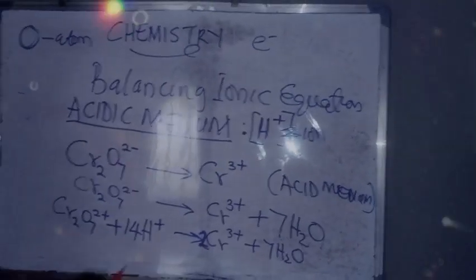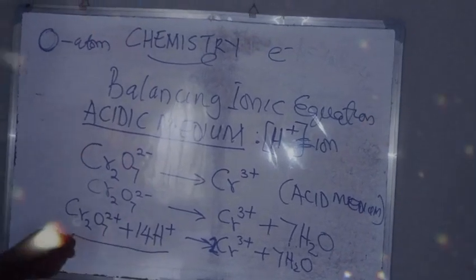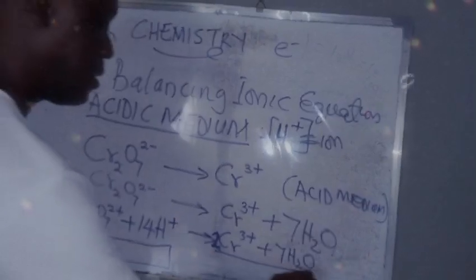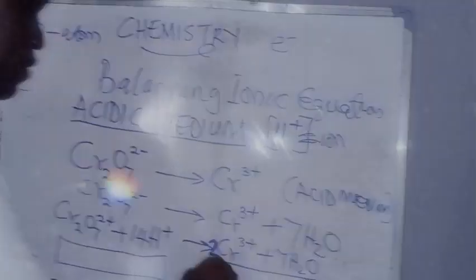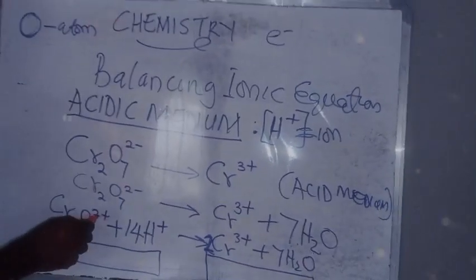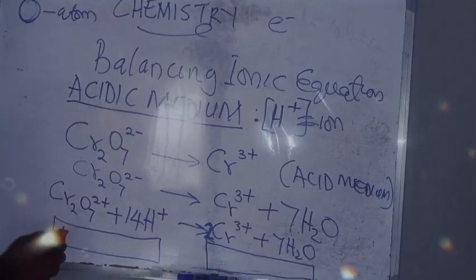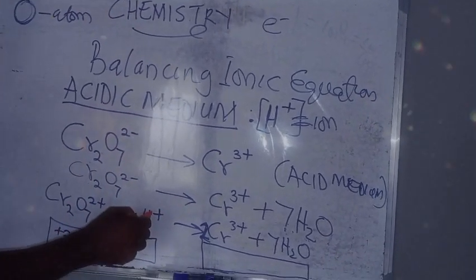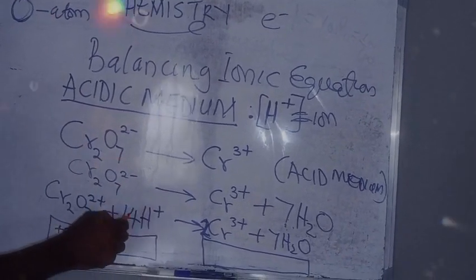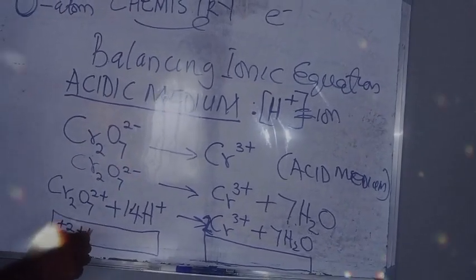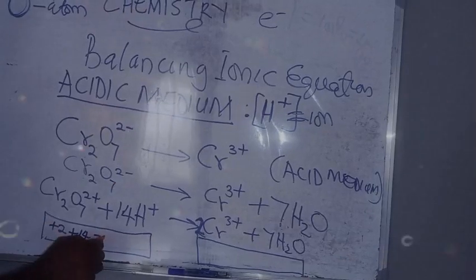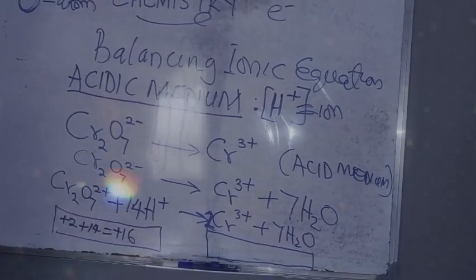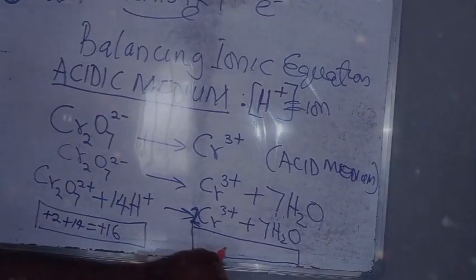Now let's look at what happened at this side. Let's look at this critically. This side and this side. Let's look at the charges carefully. Here we have plus 2. Can you see that? Plus 2. 14 times 1. Here, this one means 1. There's a 1 here that is invisible. So 14, that is plus 14. So that means the charges here are 16 altogether. Plus 16. Now let's come to this side.